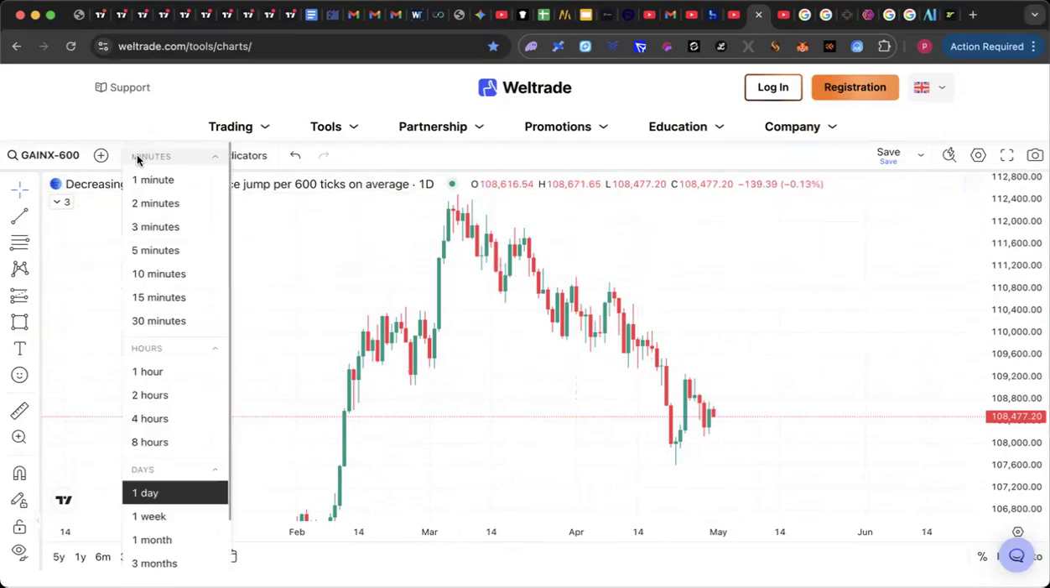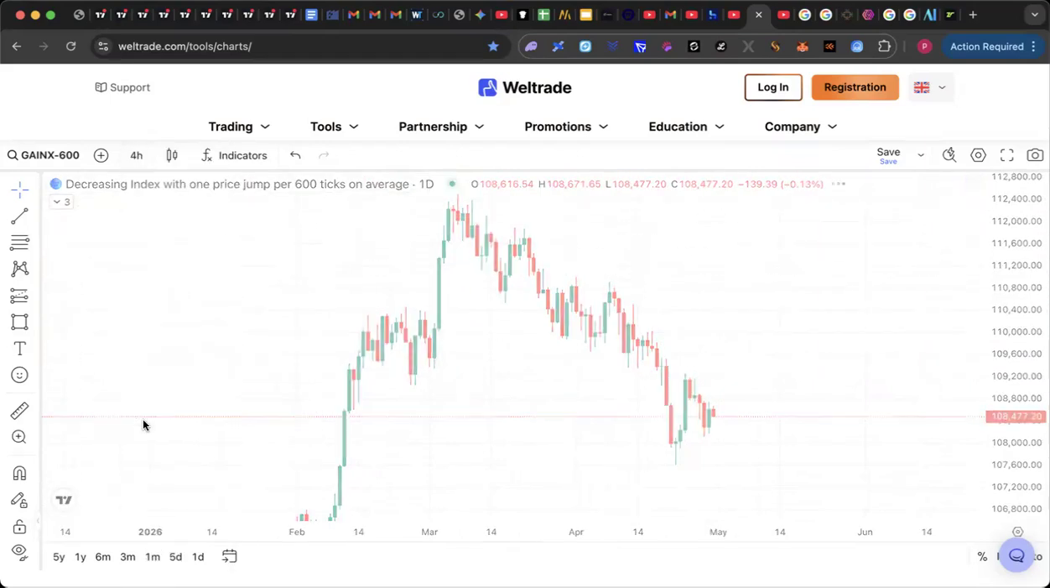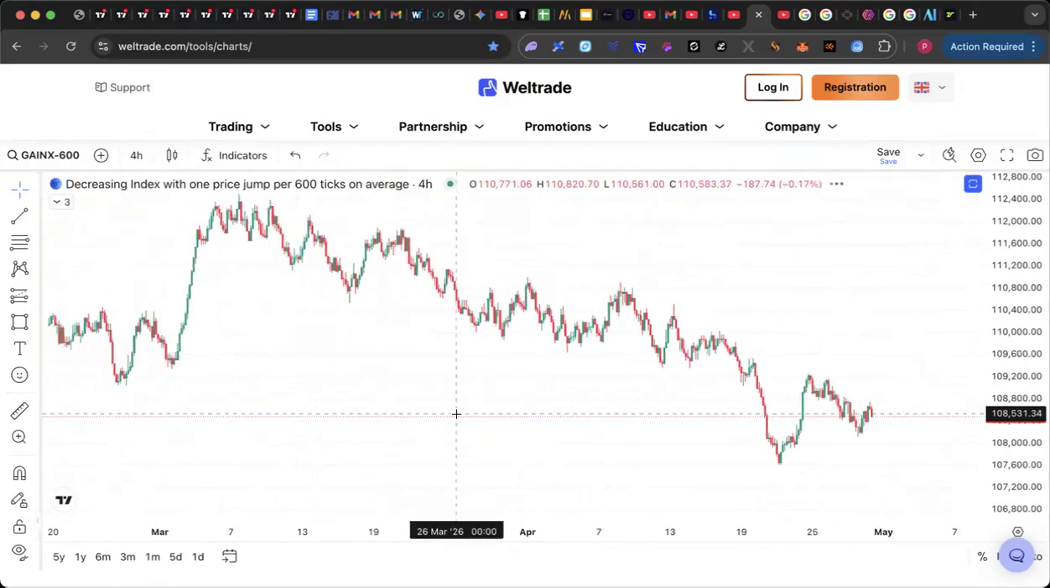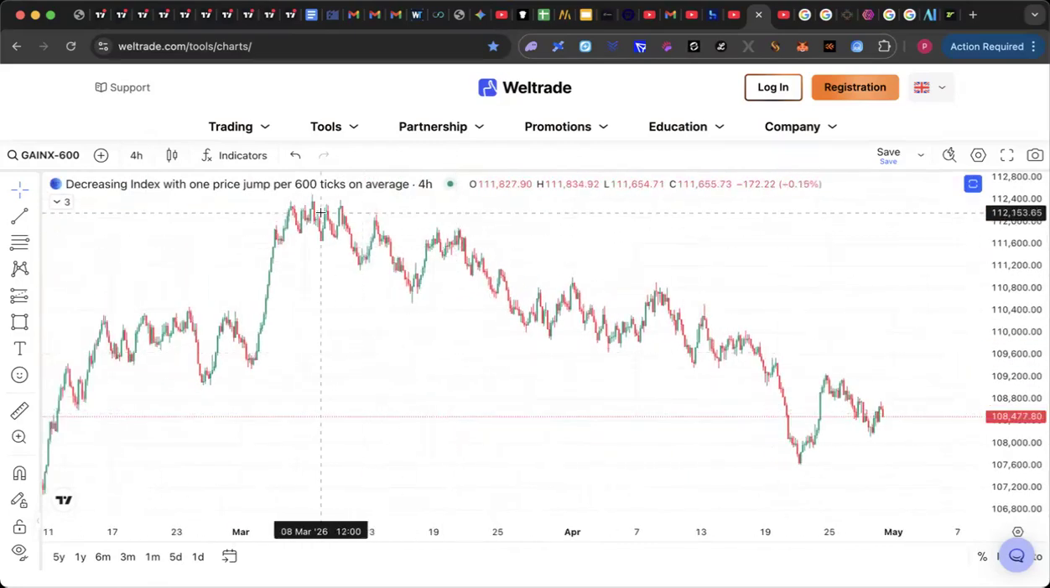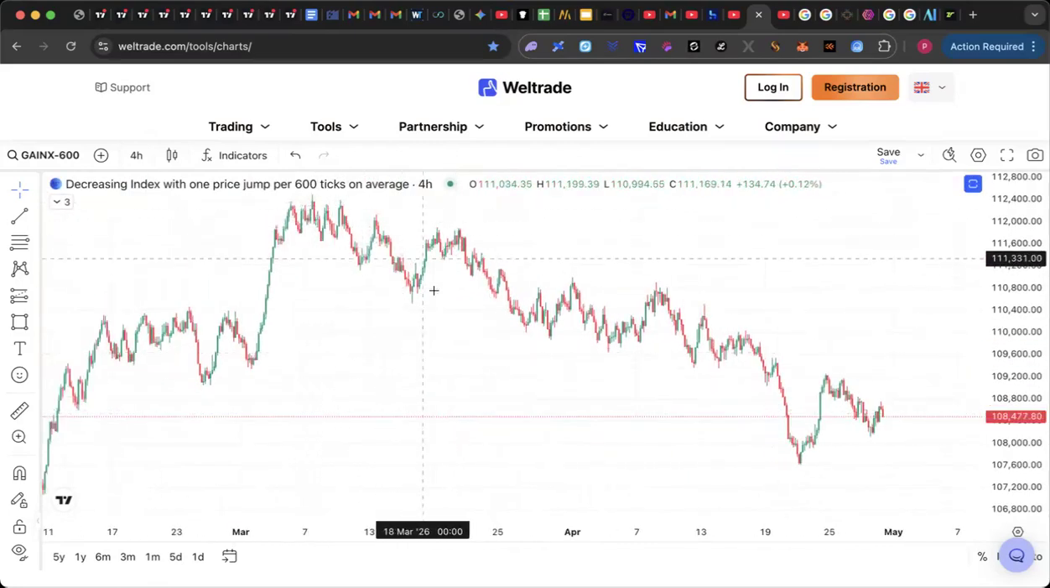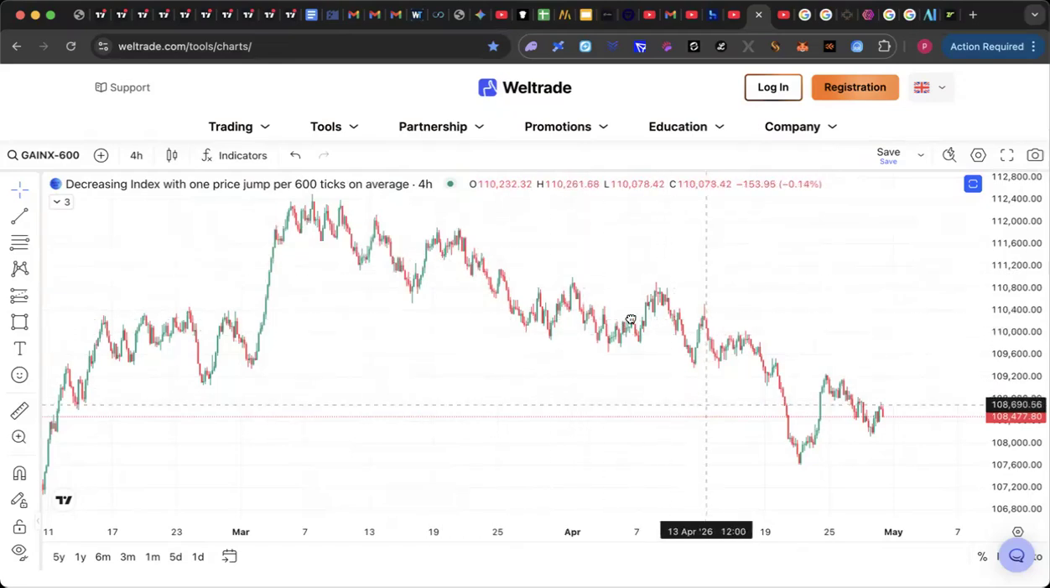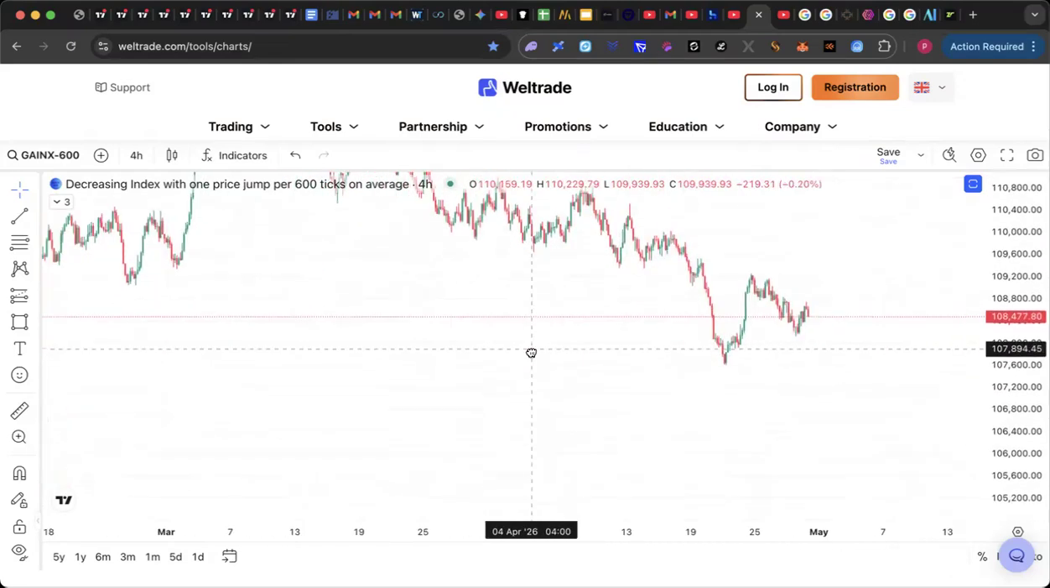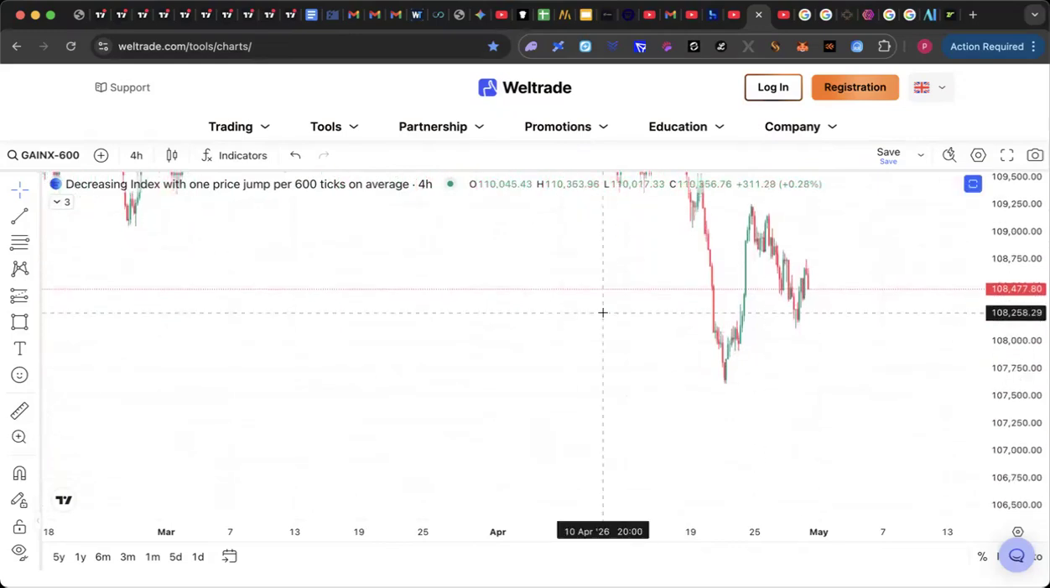Going to 4 hours may give you a clearer structure, as you are doing your top-down analysis. It's a downtrend. Can you see that? Low, high, and all that. Now we are here. What is this market about to do? It's about to change direction.